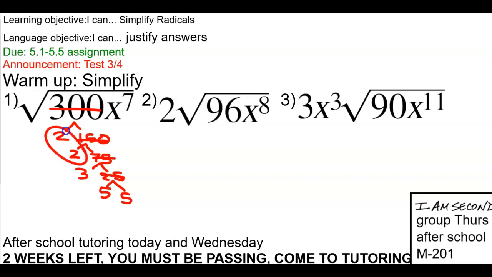All right, so, pair of 2s, pair of 5s. Now, that's just the number. Now, I have 7 x's, right?